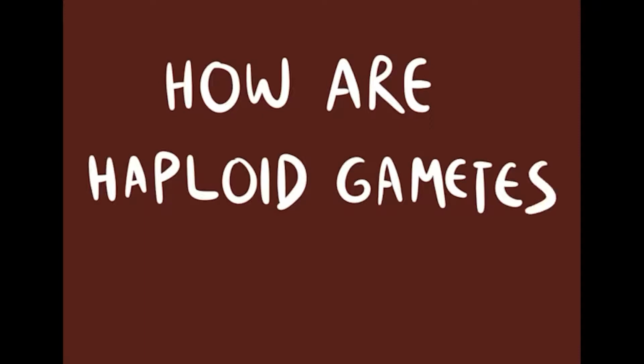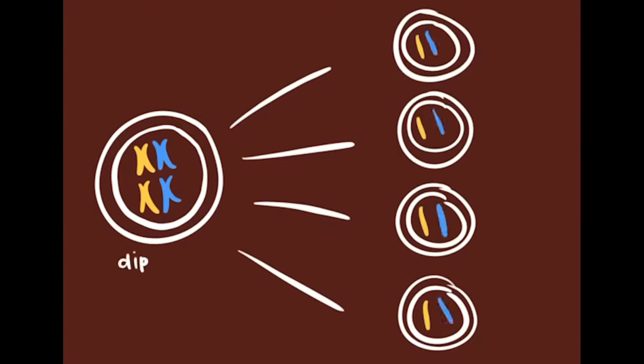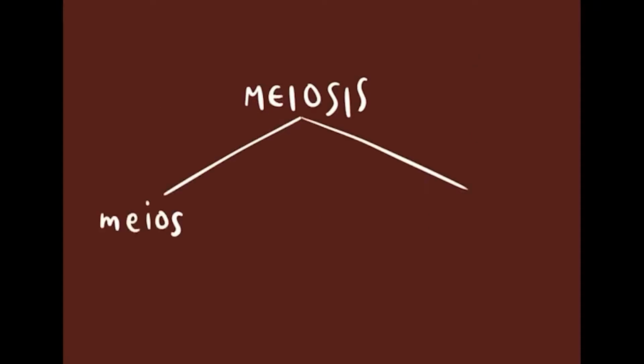You might ask, how are haploid gamete cells made? Well, this is achieved through a process called meiosis. Meiosis is the process of converting a diploid cell into haploid daughter cells. They are genetically different from each other. This process is divided into two parts, meiosis 1 and meiosis 2. Let's start with meiosis 1.